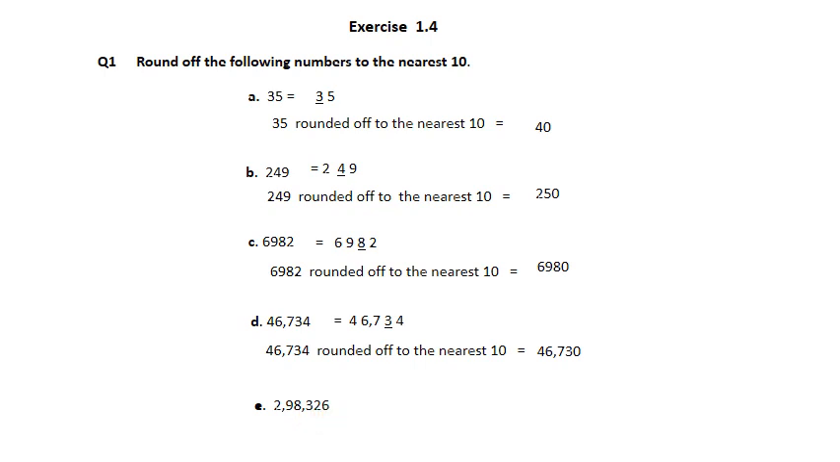Now E, 2,98,326. First we'll underline the tens place. Now we'll look at the ones place. Now here the ones place is 6, which is more than 5. So we'll increase the tens place by 1. So this 2 will become 3 and the ones place will be replaced by 0. So your answer is 2,98,330.